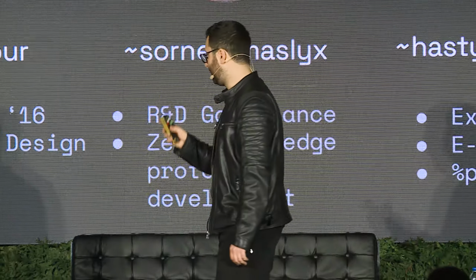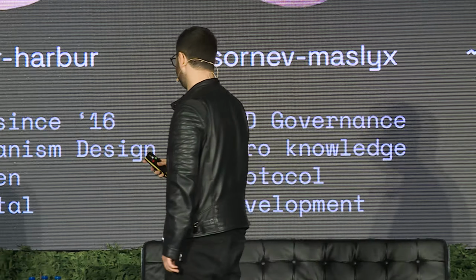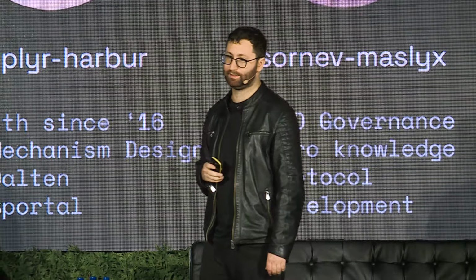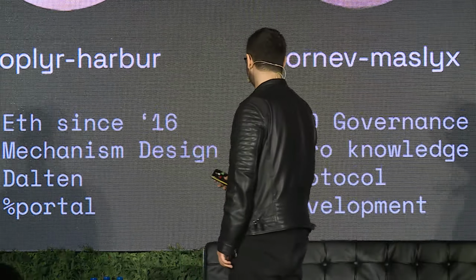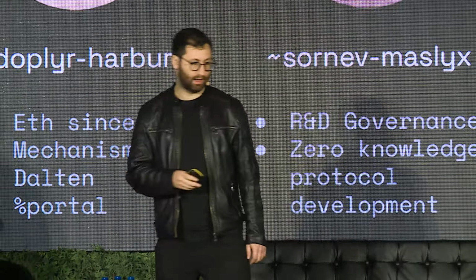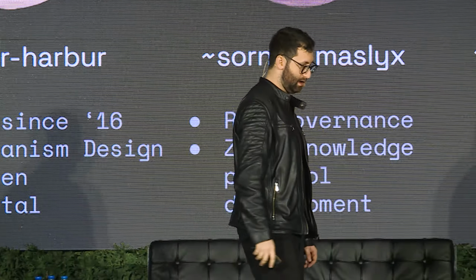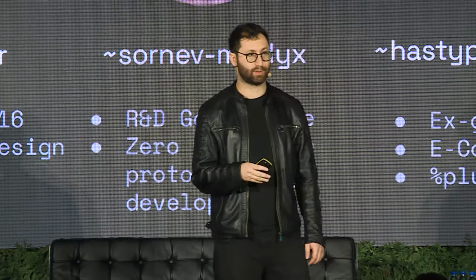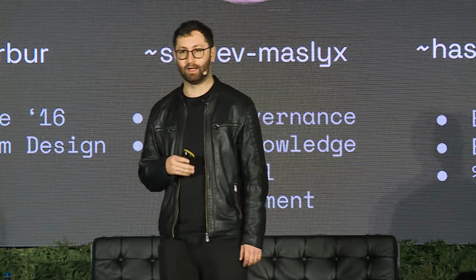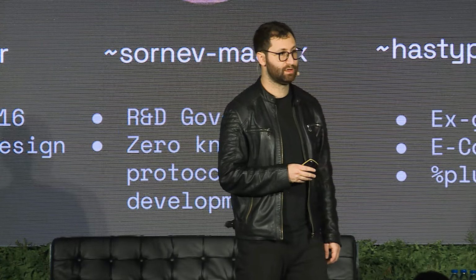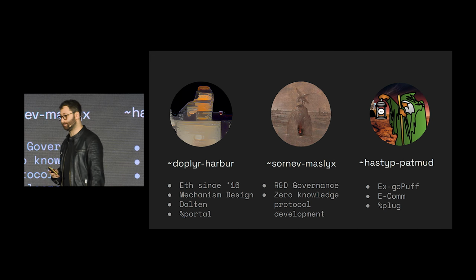And then we have Sornev. This is Corey, and he also got into Urbit through crypto. He was working on R&D in the space, governance, ZK proofs, then we have AJ, hastyp-patmud, and he was working on e-commerce in Web 2. And at GoPuff, he was building scalable e-commerce infrastructure, and he built Plug, which is an Urbit app that lets you create self-hosted e-commerce shops.